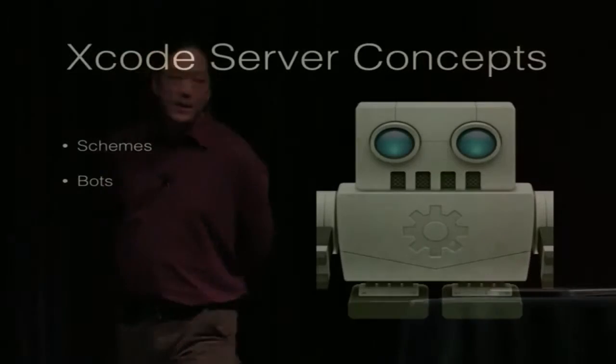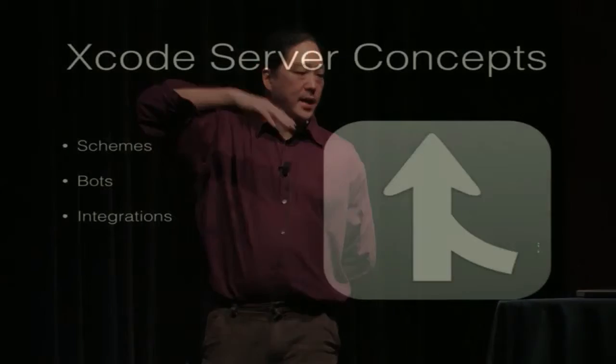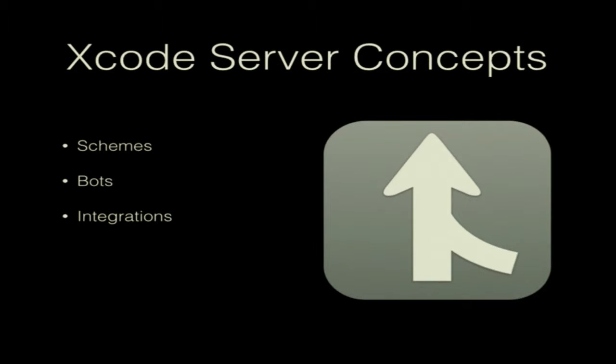Second is a bot. A bot is basically the configuration to do a build, or an archive or a test or whatever. I don't know why they call it bot. They just do. I think it comes from buildbot. And then finally is an integration, which represents an execution of a bot, a single execution of a bot. And this is what you really care about.